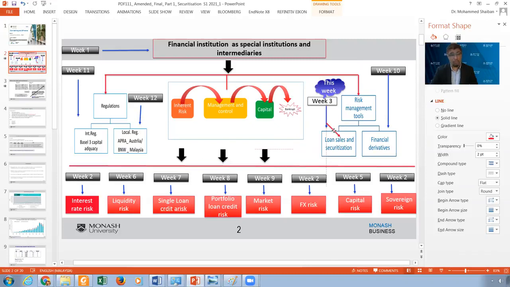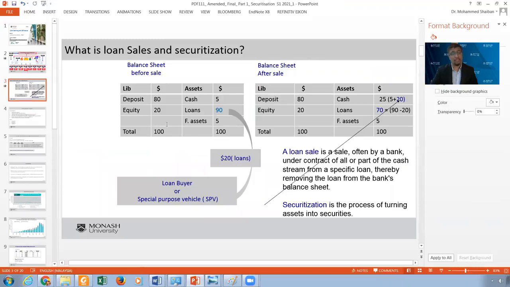If we are talking about loan sales and securitization in the context of BFW 2401, we are talking about it in terms of managing risk, not as a tool for financing or refinancing, but as a tool to manage the interest rate risk, as I'm going to explain. I think this slide will give us a clearer picture of what we are talking about.